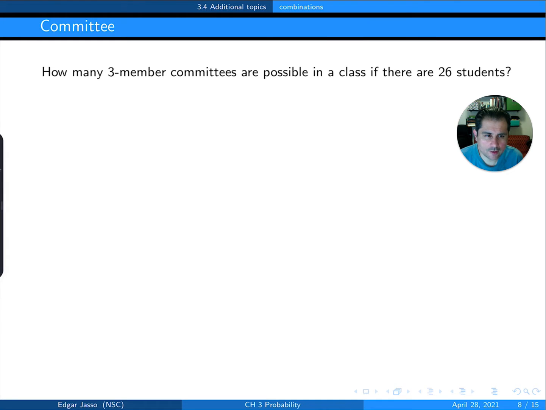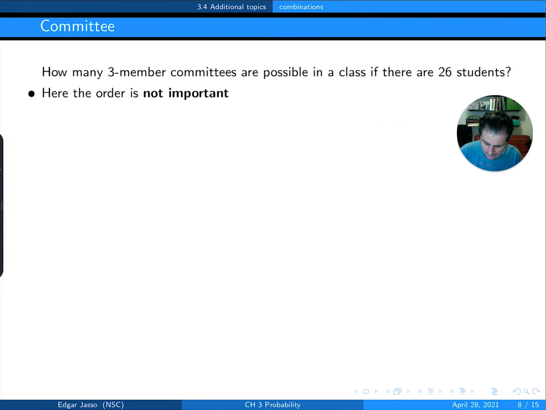So we're going to introduce a new concept for counting, and we're going to do it with an example. My example is how many three-member committees are possible in the class if there are 26 students. And by committee, I mean that the three are going to work together, but there is no distinction between the roles they're going to play in the committee.